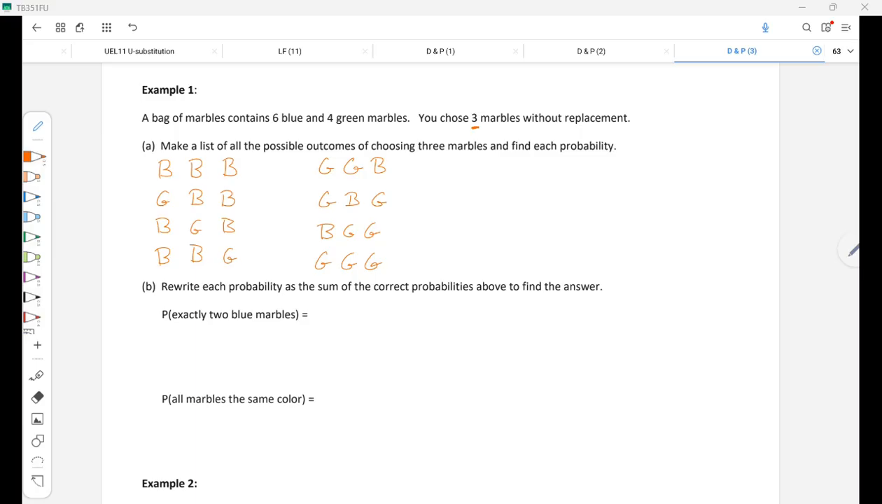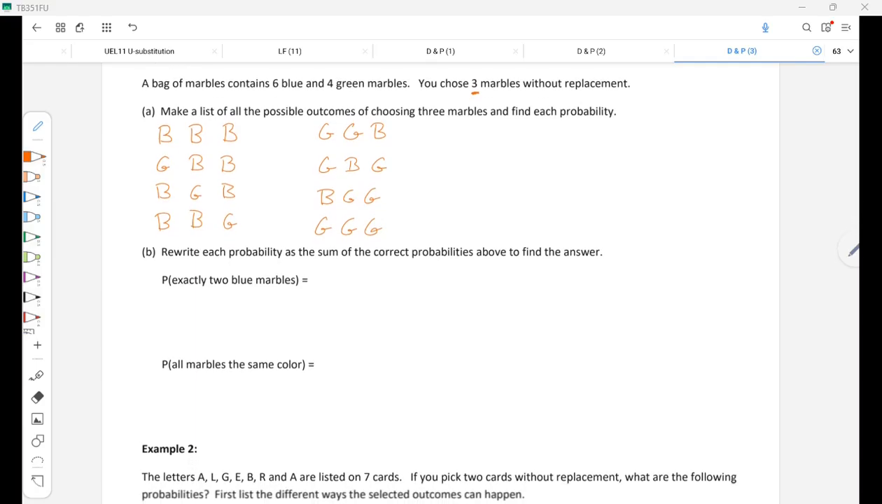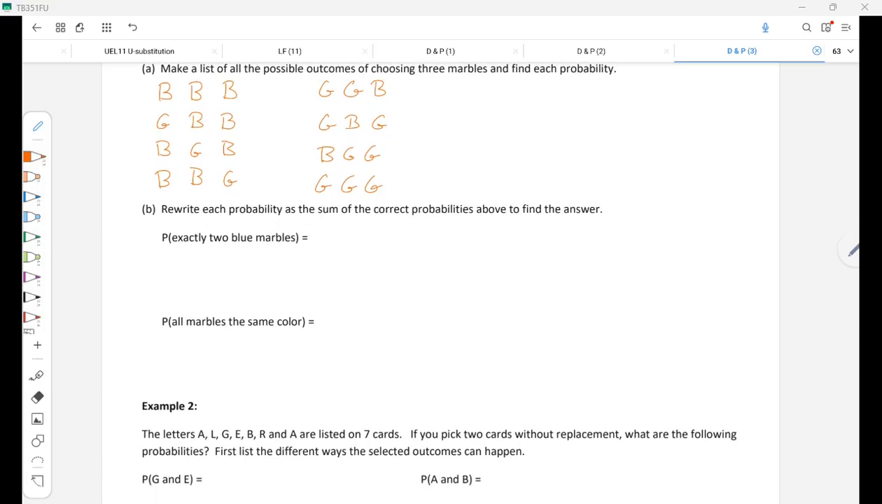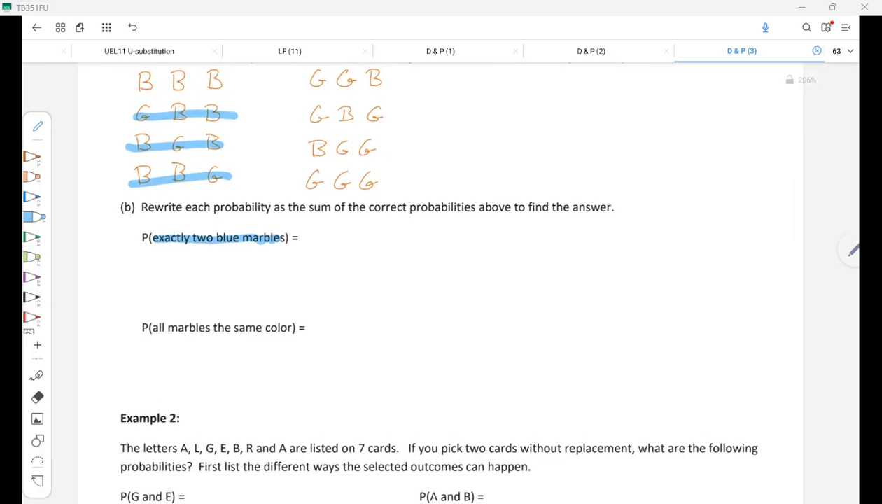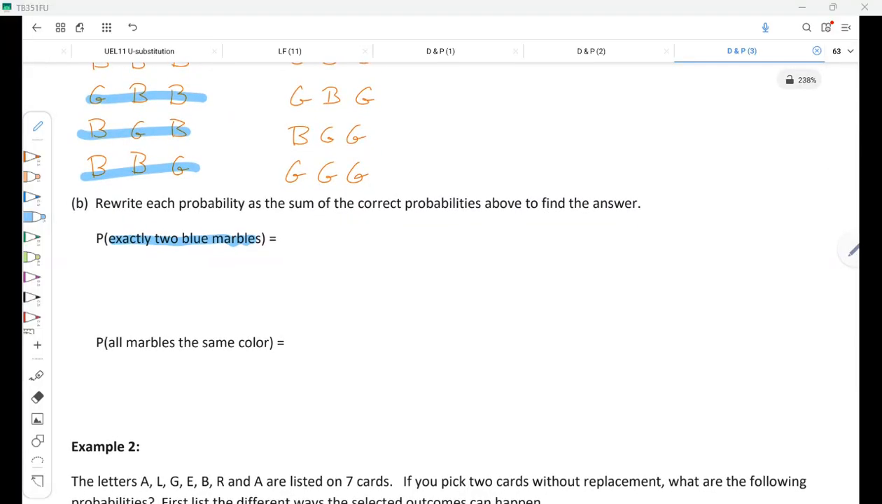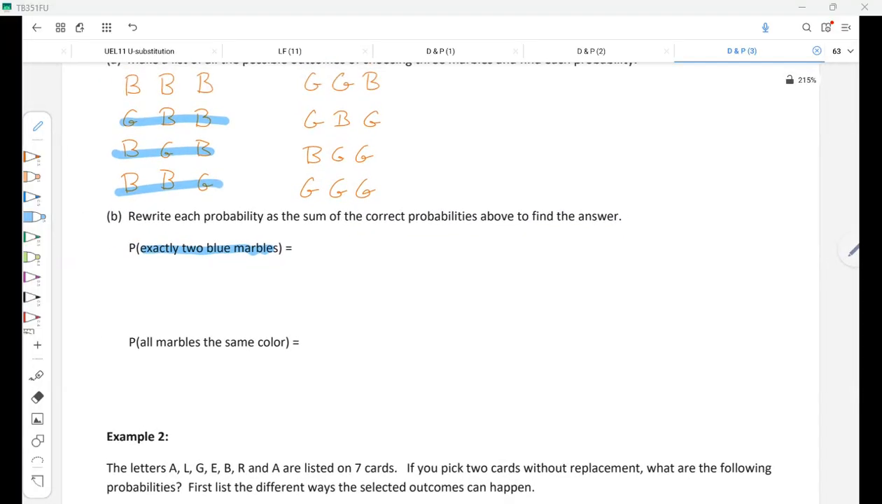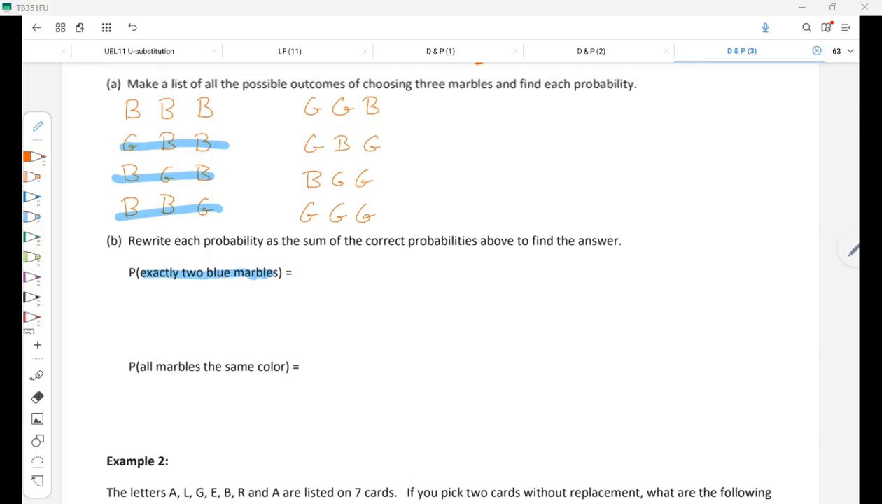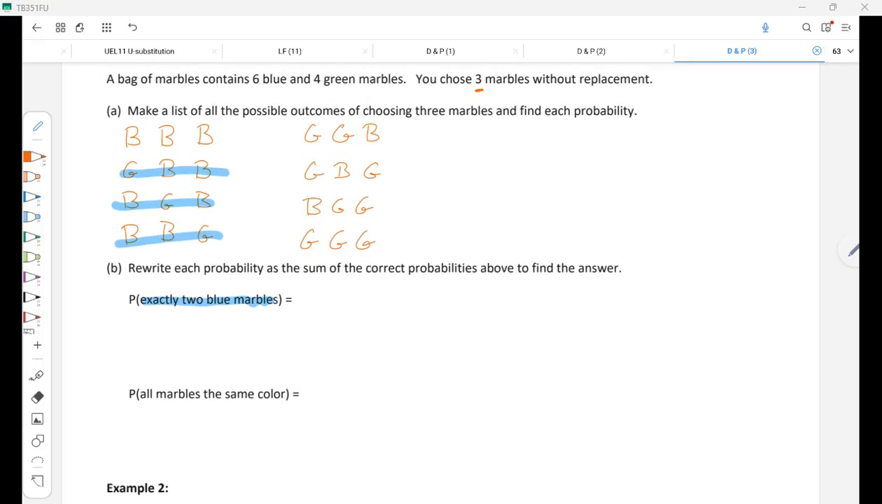We only need to list the ones that match our situation. So to point that out, with our 2 questions in part B, we want to pick which things represent exactly 2 blue marbles, and that's the ones that I wrote right here. Those 3 that I've highlighted in blue all mean the same thing as exactly 2 blue marbles. That means I've got to find each of those probabilities like we did yesterday and then add them like we did yesterday. So let's write it here so I don't have to keep looking up.